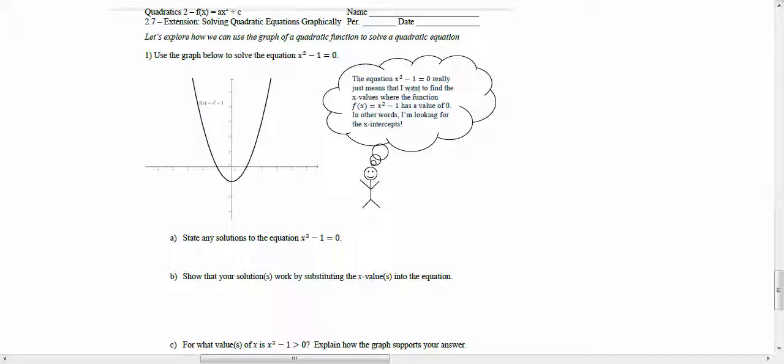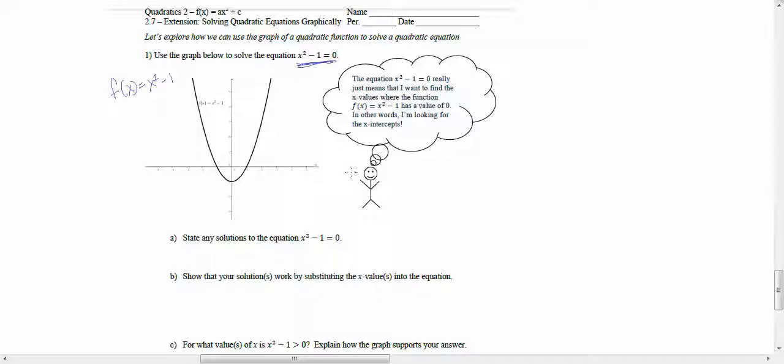The equation x squared minus 1 equals 0 really just means I want to find the x values where the function x squared minus 1 has the value of 0. Okay, so if I set that equal to 0, I want to solve x squared minus 1 equals 0. The function x squared minus 1 looks like this parabola.